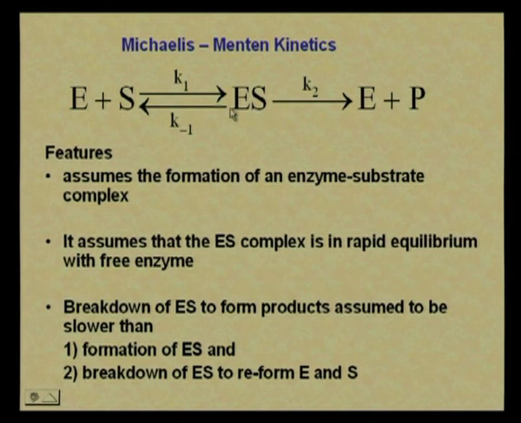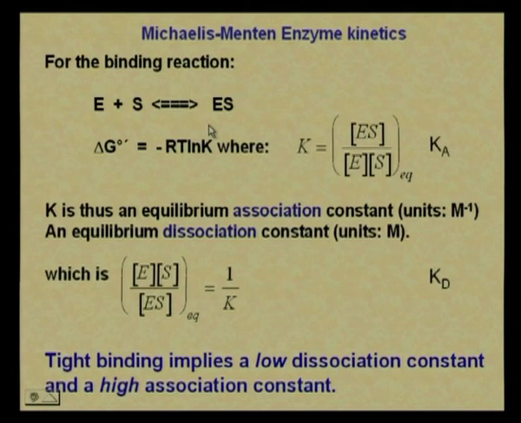So, we can define an equilibrium here. Considering the rate constants K1 and K minus 1, we can define an equilibrium. Now, that equilibrium can be an association. What is this association? It is E plus S to form ES. That is an association reaction. What is that K? It is the enzyme substrate complex divided by the concentrations of the enzyme and the substrate, and at equilibrium, this is our equilibrium constant. If this is our equilibrium constant, we can find a delta G naught for this.